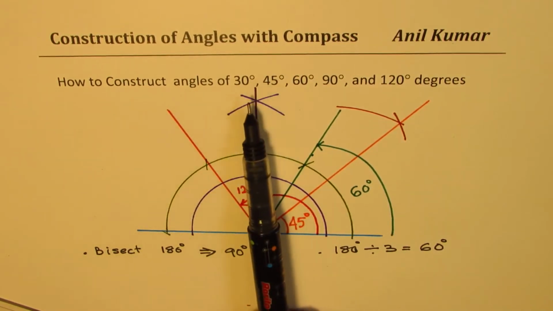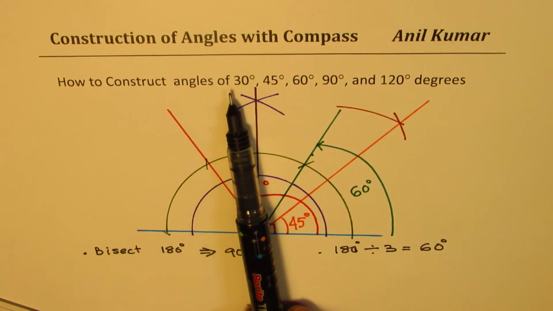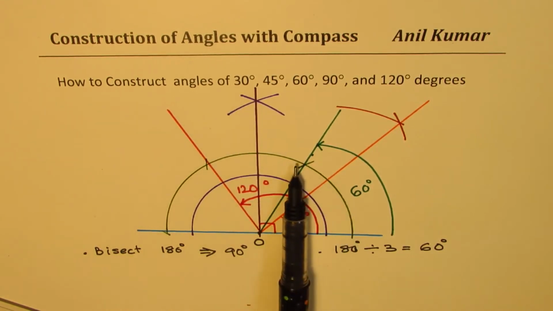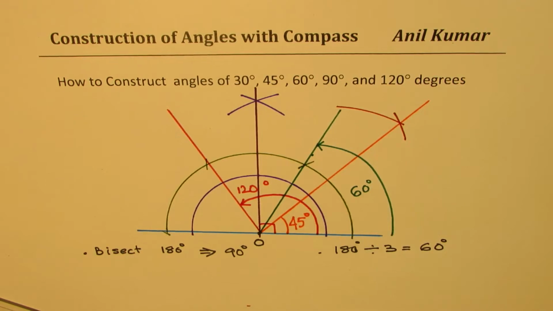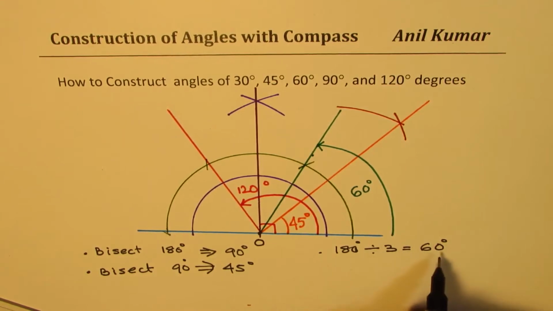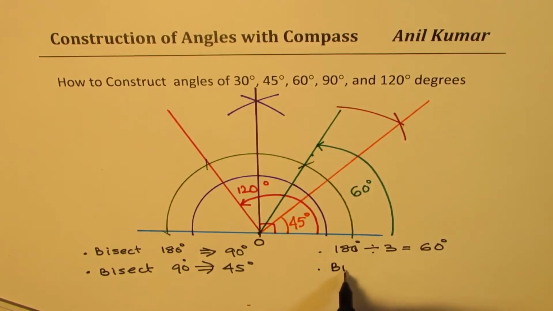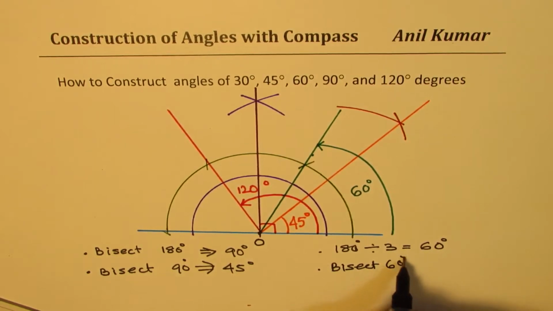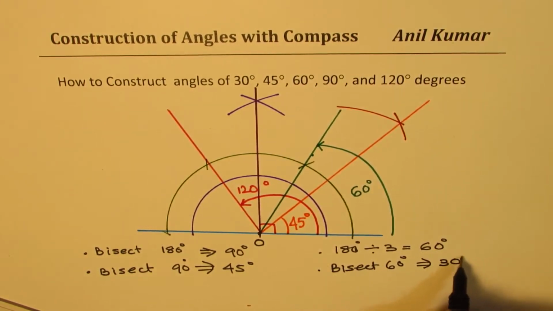Now, can you tell me, how can I make 30 degrees? Well, you got it. Bisecting 60 degrees, we get 30 degrees, just as we got 45. So what we learned here is bisect 180 degrees to get 90 degrees, and then we'll bisect 90 degrees to get 45 degrees, and trisect to get 60. Now we can write bisect 60 degrees to get 30 degrees, right?